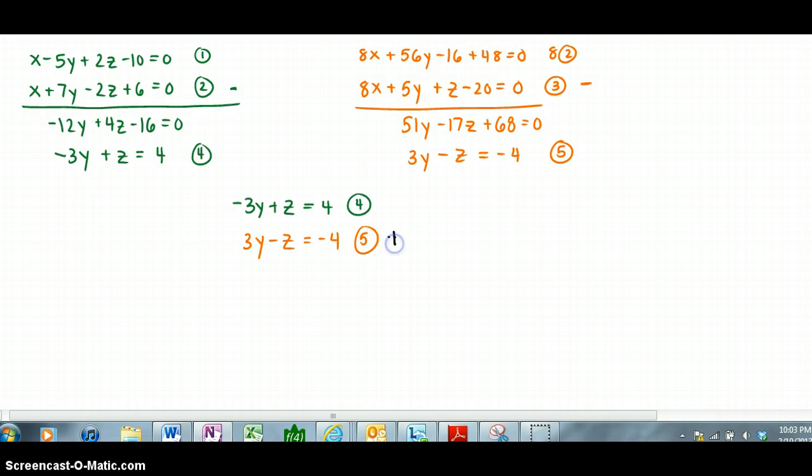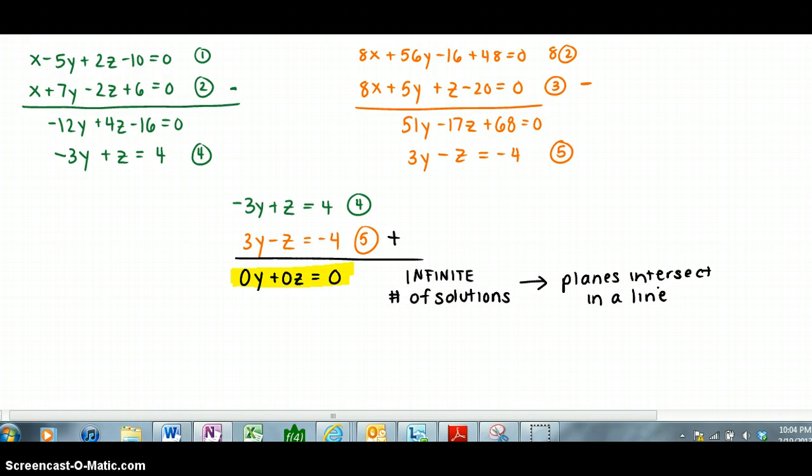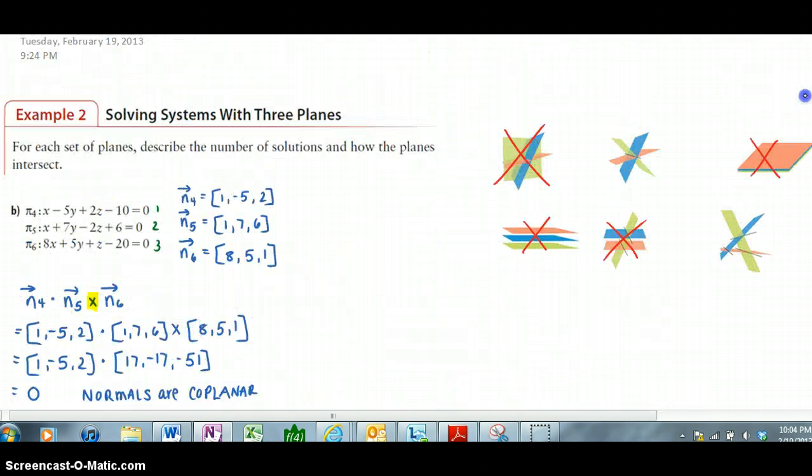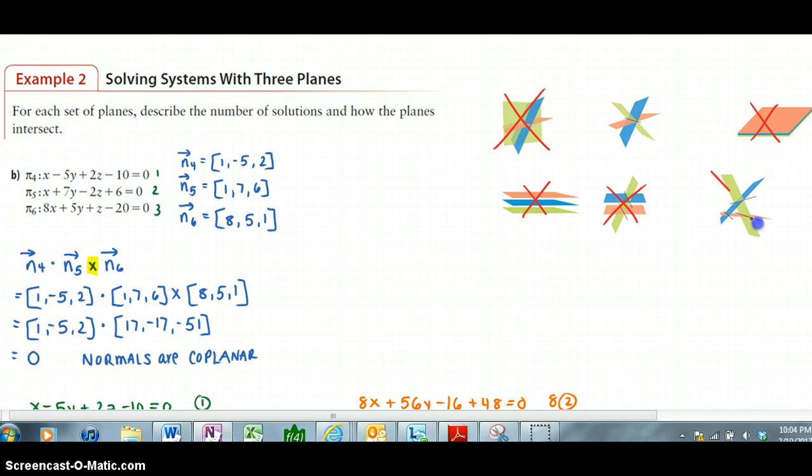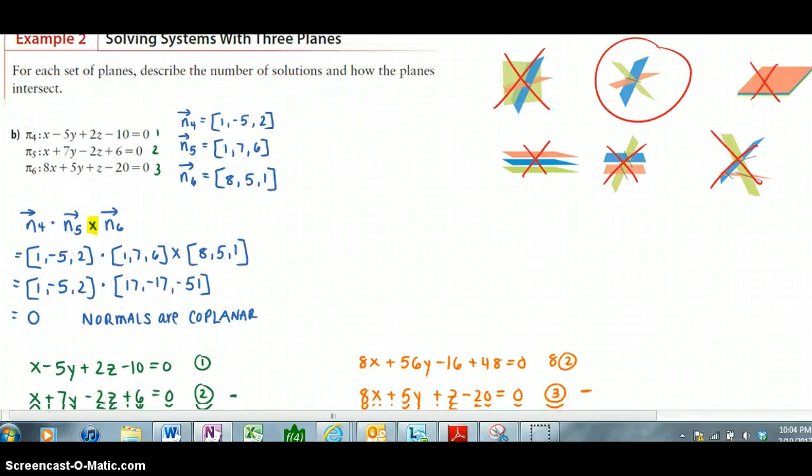If I add these equations, I'll be able to eliminate y, but you'll notice I also eliminate z. And the constants become 0. And we know that this equation has an infinite number of solutions. And the only way to have an infinite number of solutions is if the planes intersect in a line, given that the normals are coplanar. So going back up to our cases, we've just eliminated this possibility, and we know that this is our situation. So what's left is to find the equation of the line that defines all the intersection points.